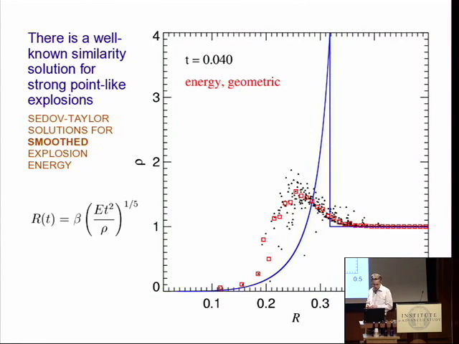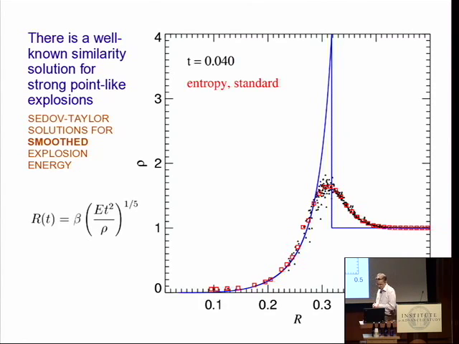Now the geometric scheme is much worse, right? So this was when you symmetrized the pressure forces with the geometric mean. You see that now you have serious timing errors of the shock and it's much more noisy. And that is now with the entropy scheme. This is a bit better.